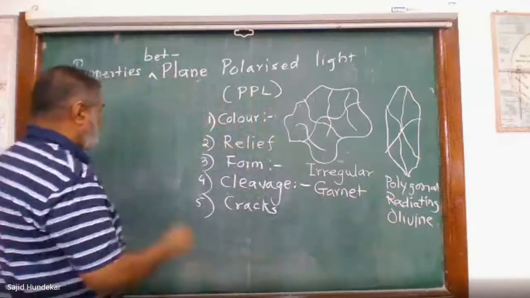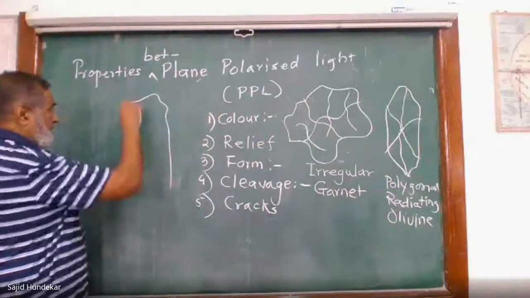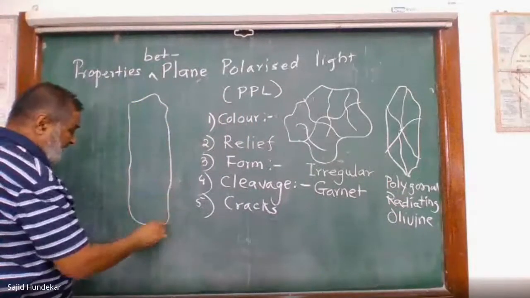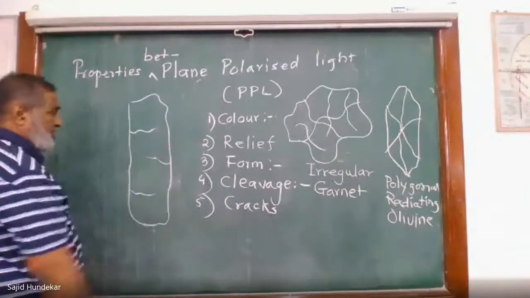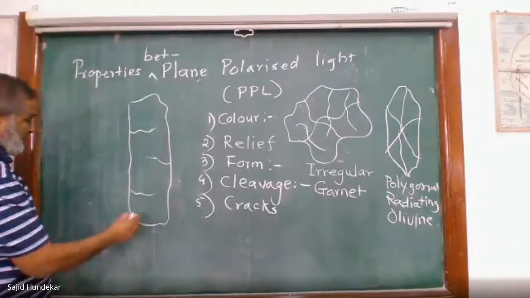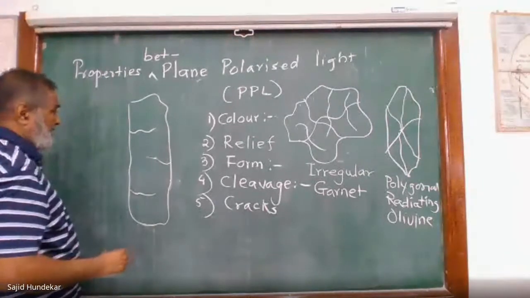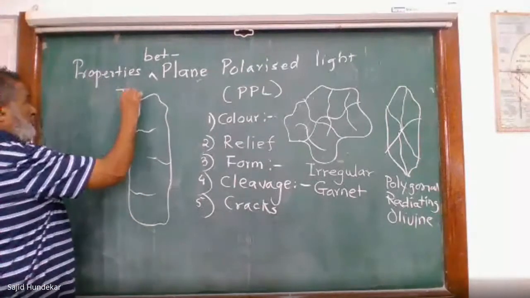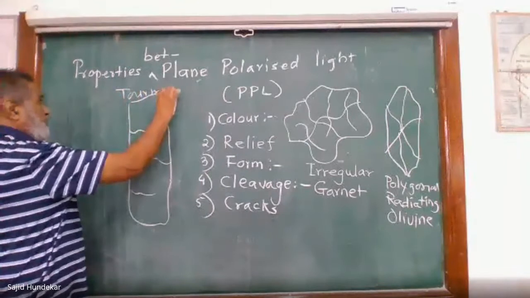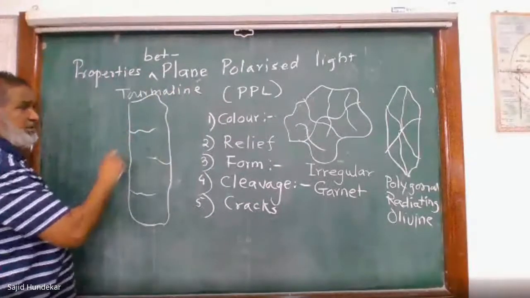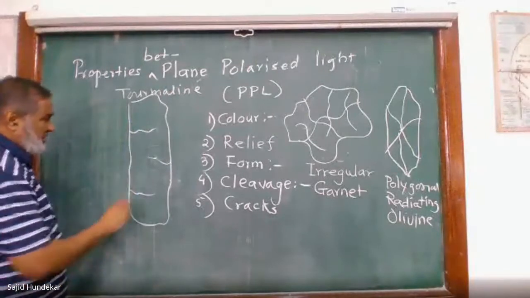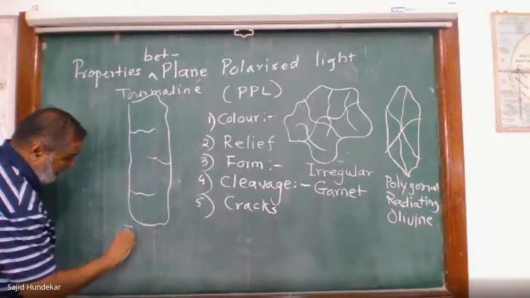And the third one, perpendicular to the length of the mineral. This is the length of the mineral, and perpendicular to this there are transverse cracks. This is the best example you are going to see in tourmaline. We are not showing you the tourmaline itself, but for this crack we are showing you the tourmaline slide. So it is the transverse cracks.